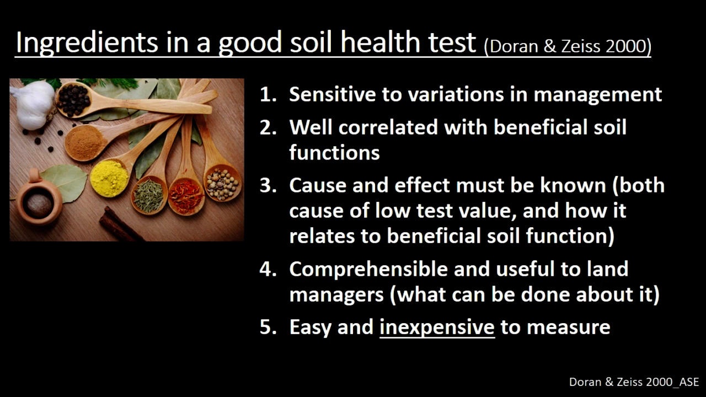So the other items on this list of ingredients are that cause and effect must be known, so both the cause of a low test value and then how it relates to that beneficial function, like maybe nitrogen supplying power. It needs to be comprehensible and useful to land managers, so what can you do about it? And then this is an important one. It needs to be easy and inexpensive if you're going to make it a test, right? Because these labs get high volumes, they need to do it very quickly, and they have tight margins, so they need to do it inexpensively too.